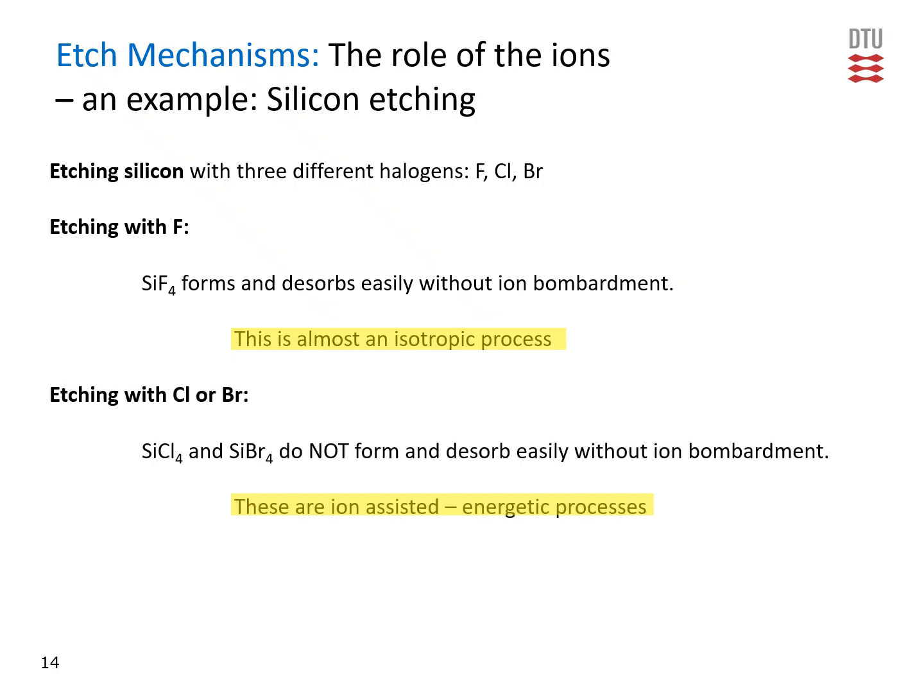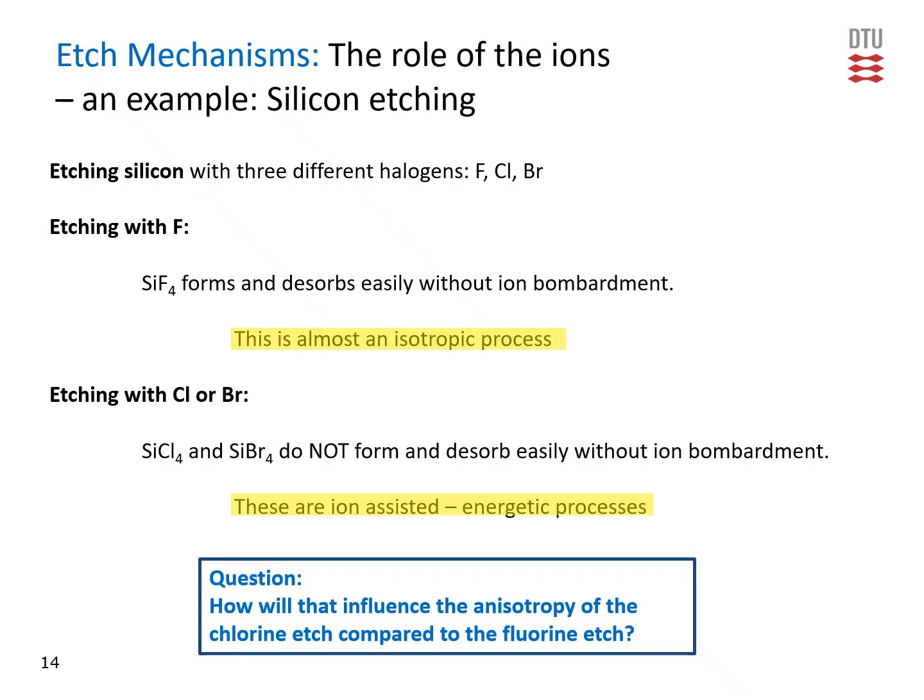Silicon tetrachloride and silicon tetrabromide do not form easily without ion bombardment, so those processes need ion bombardment to etch, and the etch rate is slower than when etching with fluorine, even at high ion energies. So question: how do you think this will influence the anisotropy of the chlorine etch compared to the fluorine etch?